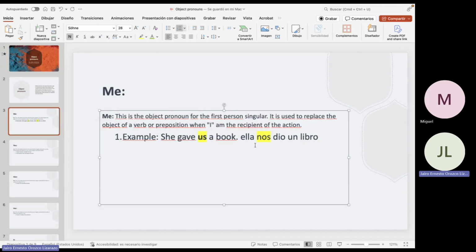She gave us a book. And if we want to say ella les dio un libro, in this case a ellos o ellas, right? Okay? So that is object pronoun, and that is the equivalence in Spanish.